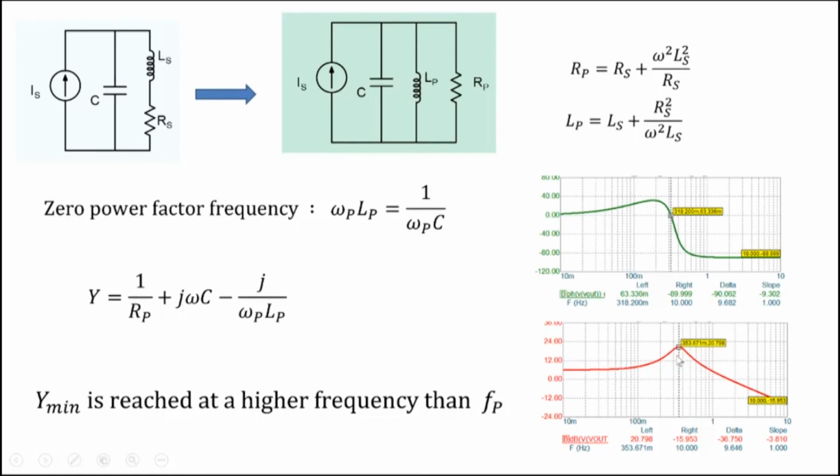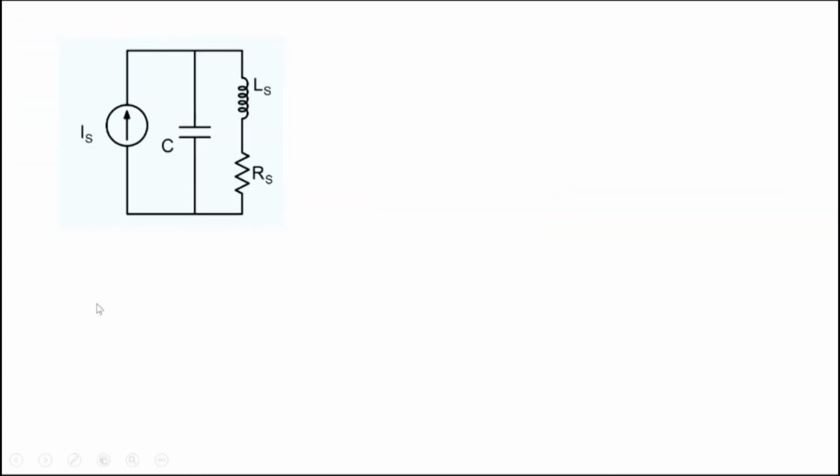Now, to calculate where Y reaches its minimum, of course we have to take its derivative, and it's a little bit more involved calculation to figure out the frequency omega at which Y reaches its minimum value here. So we know how to analyze this particular resonance circuit.